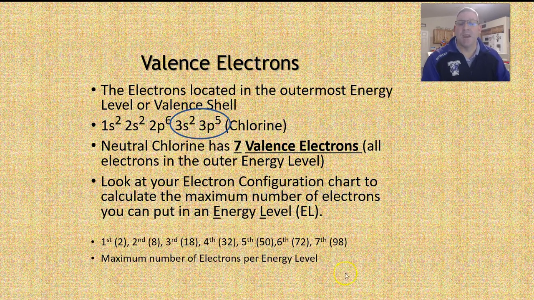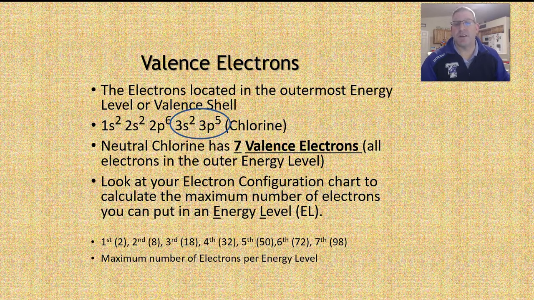All right. And so here's the maximum number of electrons that we can have in each energy level. In the first energy level, we can have a maximum of 2. If you notice, there are 2 elements in the first row. In the second row, or the second energy level, we can have a maximum of 8 electrons. If you look at the periodic table, there are 8 elements in the second row.